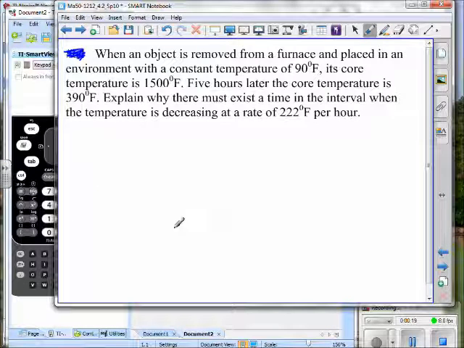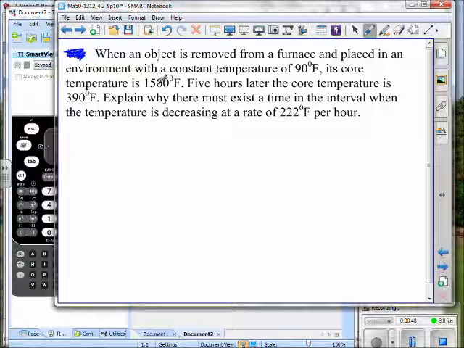Let's go on. Okay, an object is removed from the furnace and placed in an environment with a constant temperature of 90 degrees Fahrenheit. Its core temperature is 1500 degrees Fahrenheit. When is it 1500 degrees Fahrenheit? Once removed from the furnace. Got to keep that in mind. Okay. 5 hours later, the core temperature is 390 degrees.